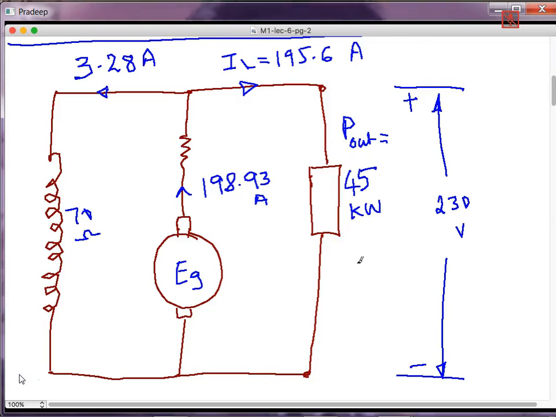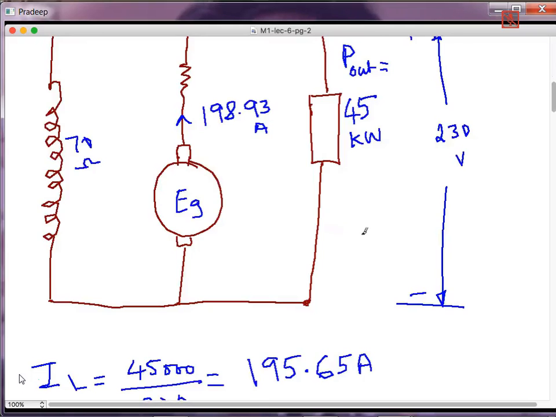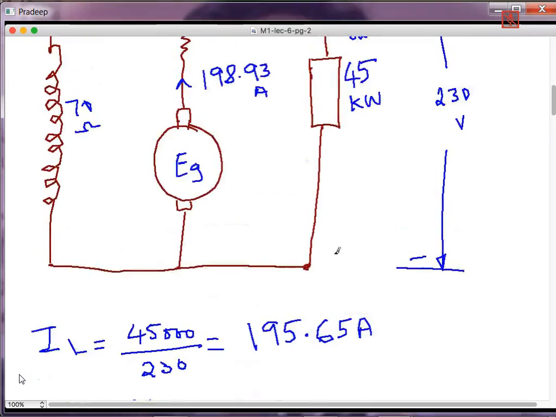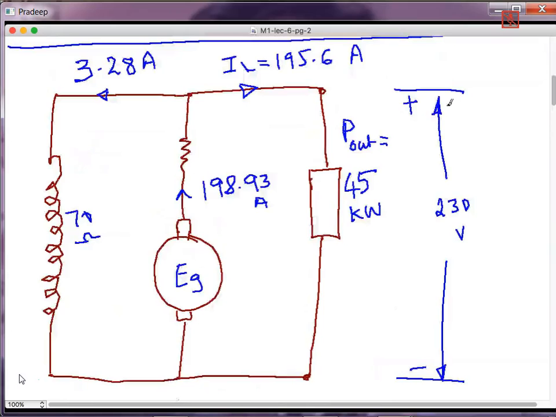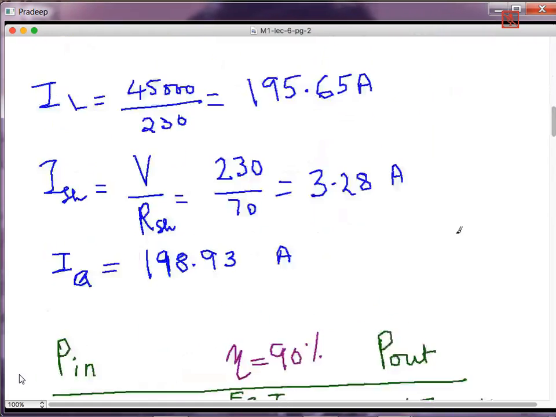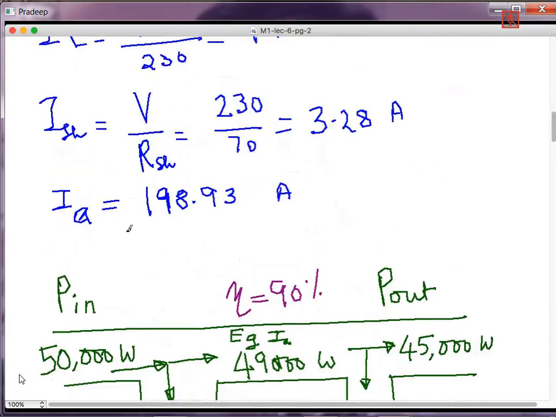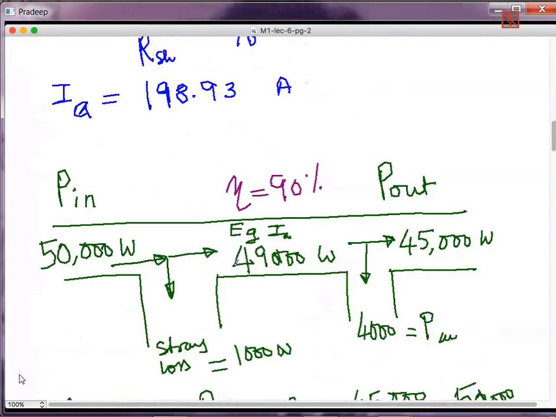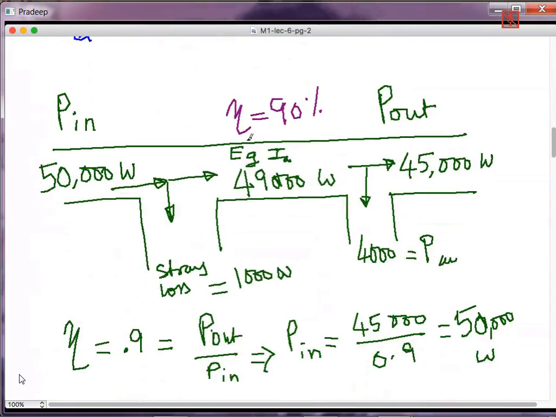So how did we solve this problem? First we made this calculation, find the load current. The output power divided by voltage will give me the load current. Then find the shunt current. Shunt current will be 3.28. This will be constant, assuming that we are maintaining the shunt voltage constant, that is 230 volts all the time. Then accordingly the armature current will be the addition of these two. So I got the armature current, and from that we went to the power diagram.